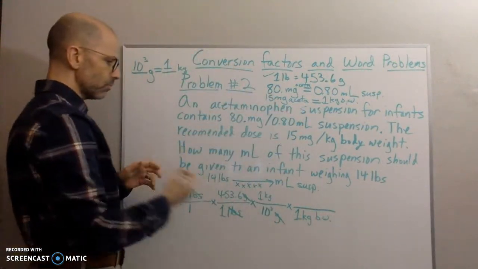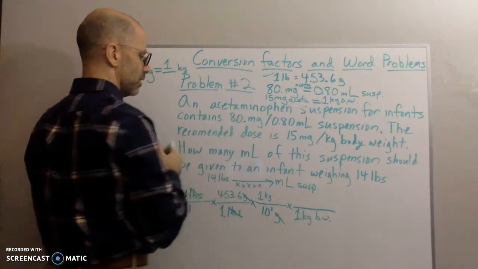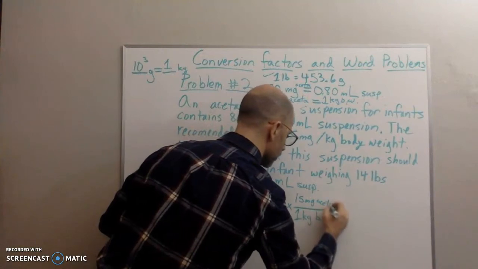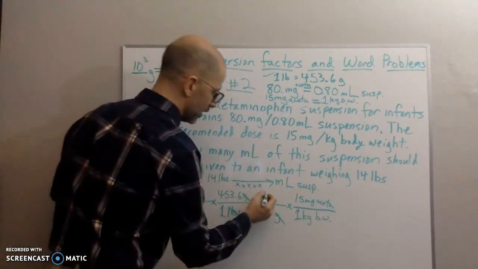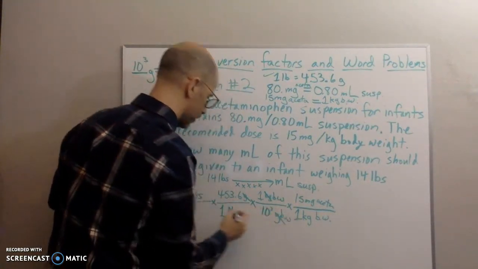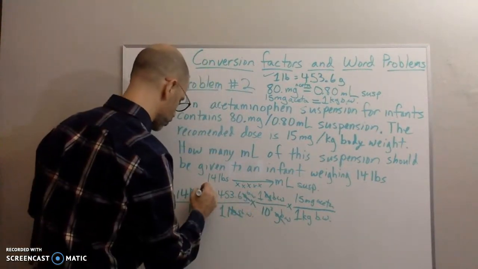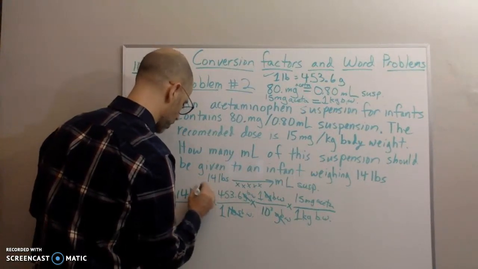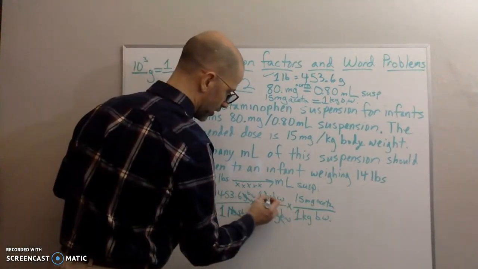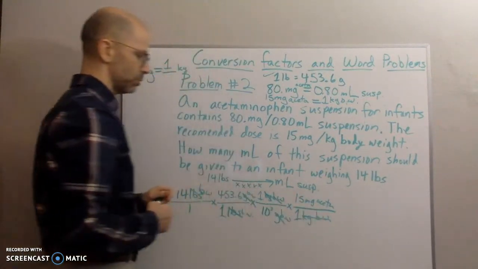Okay, so 1 kilogram of body weight is equal to 15 milligrams of the medicine. So I put 15 milligrams of acetaminophen on the top. Kilograms, this is body weight. It's always good to specify what your numbers are referring to. So here, kilograms of body weight cancel out, and now I have milligrams of acetaminophen.